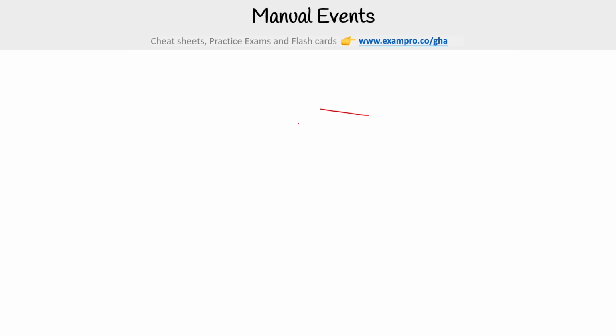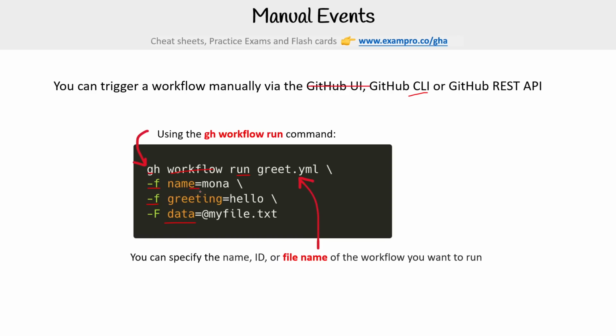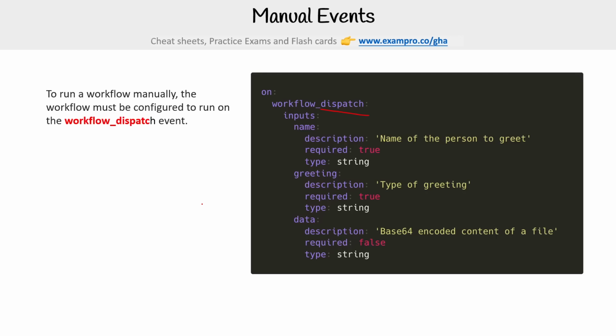So just going back here for a moment, notice we have name, greeting, and data. Here we have name, greeting, and data. And you can define up to 10 inputs for a workflow dispatch event. So there you go.